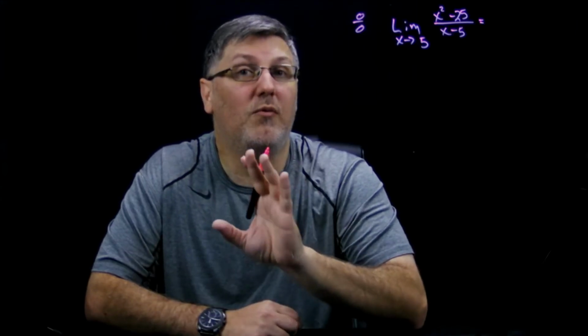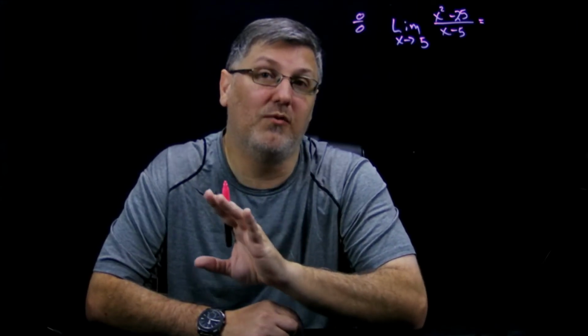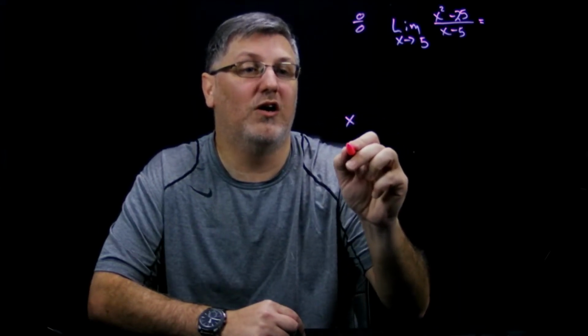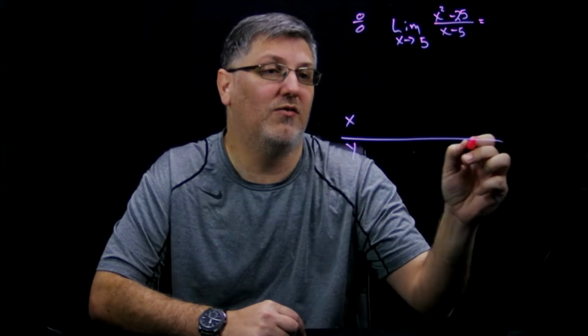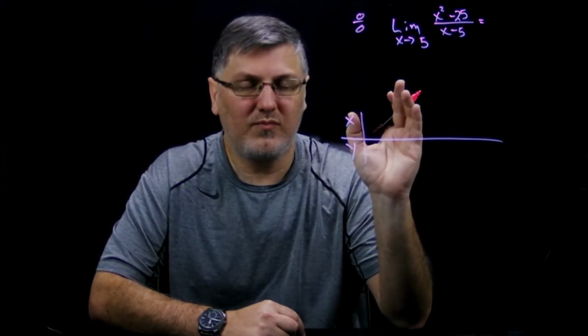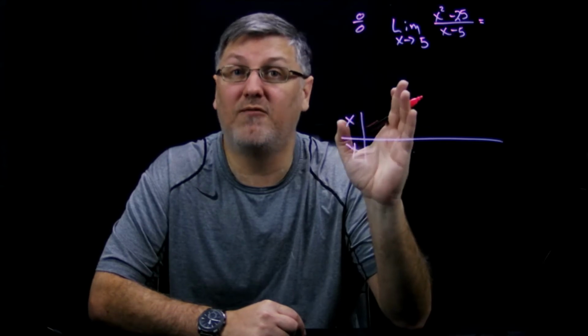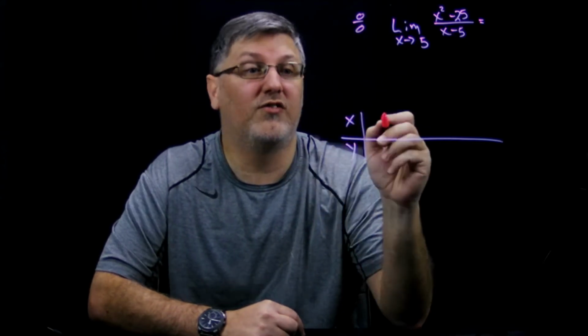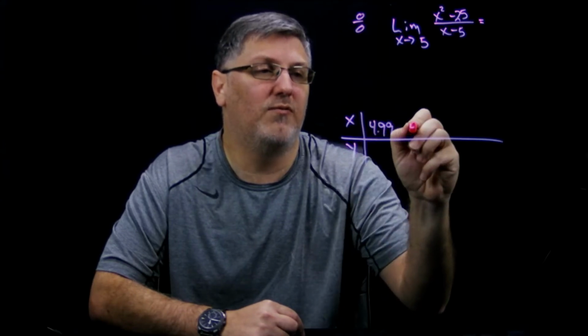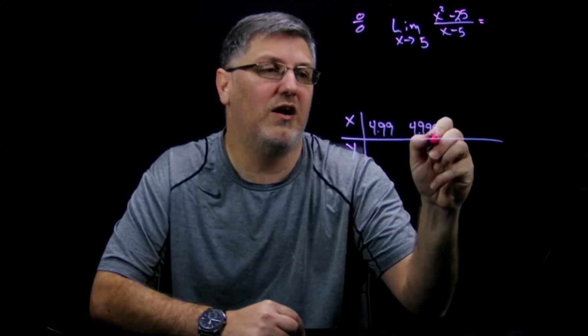So one thing we know about limits is it has to approach the same number from the left and from the right. I'm going to make a table of x's and y's, going back to the same idea of Algebra 1. And I'm going to pick a number that's fairly close to 5, but not 5 that is less than or on the left side. So I want to pick 4.99. I want to pick another number, 4.999. That's really close to 5.